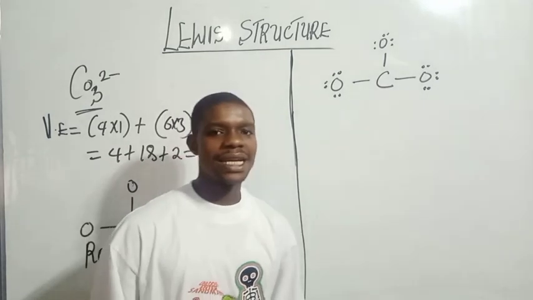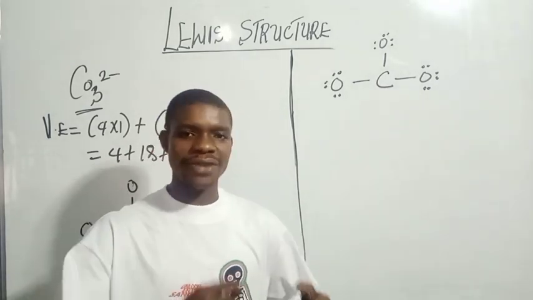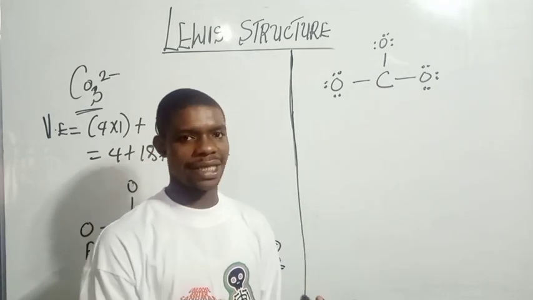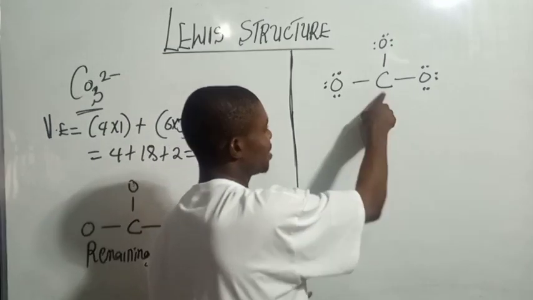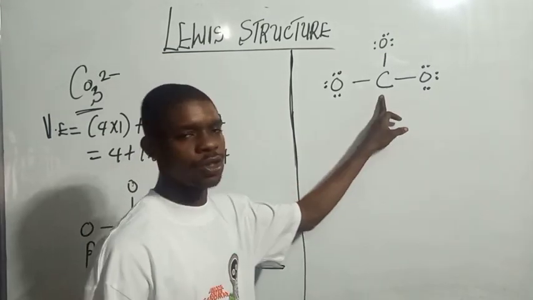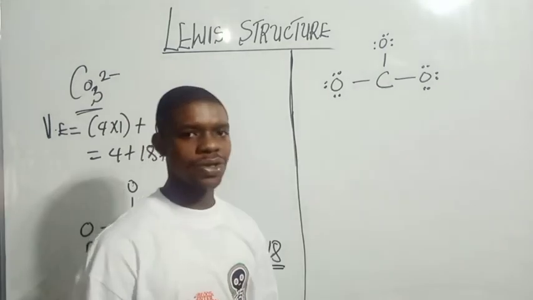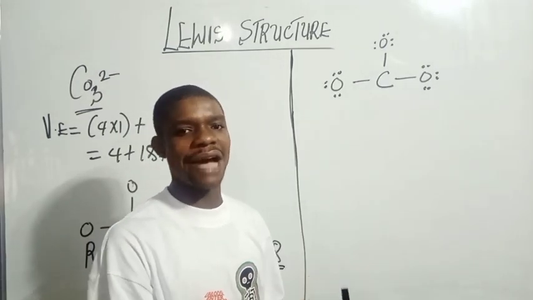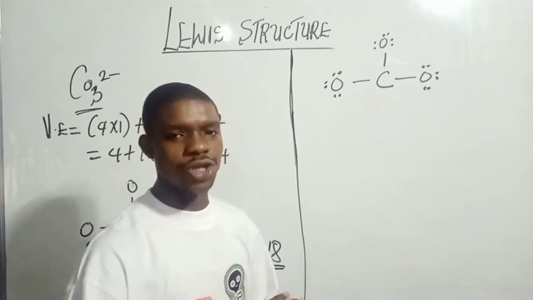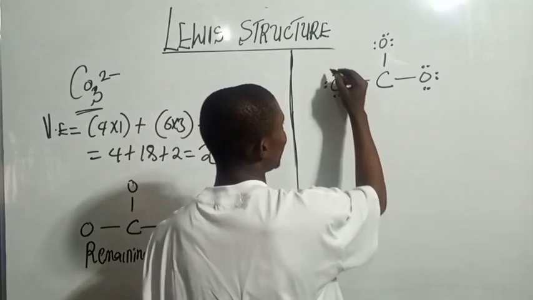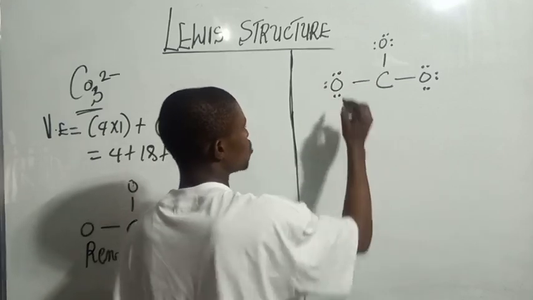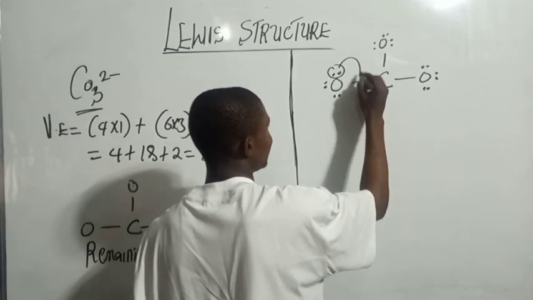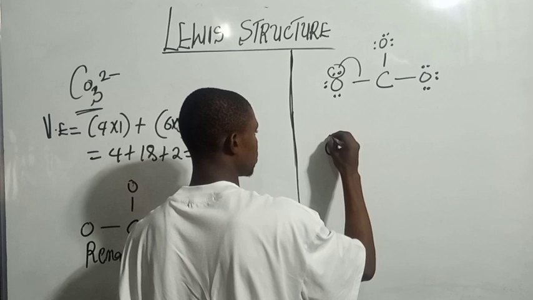But the rule says that all the atoms must have their octet. So how do I make the carbon have an octet? Because carbon here has 3 bonds, and 3 bonds equal 6 electrons. They say it must have an octet, which is 8 electrons. So it's very easy here. You just move one of the lone pairs. So if you move this one down here, here I have oxygen here.